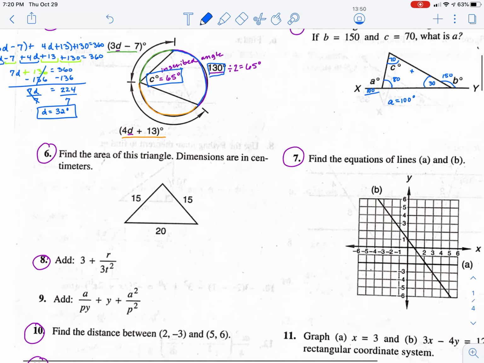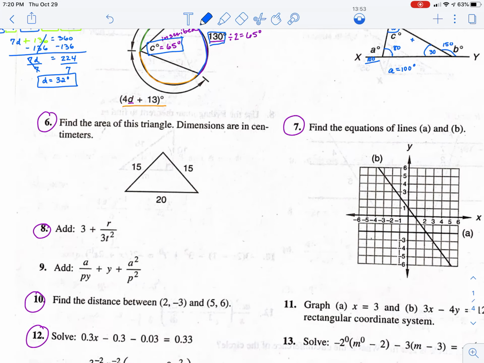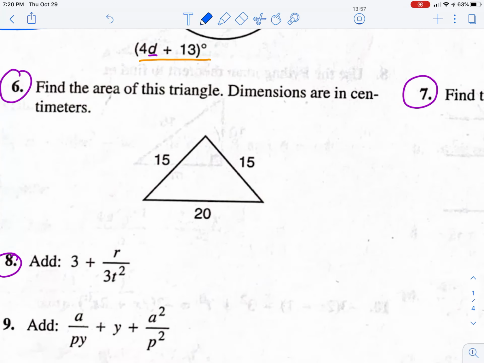Number 6 says, find the area of this triangle. These dimensions are in centimeters. All right, so to find the area of this triangle, I don't know the height. And remember, in order to find the area of a triangle, we have to use base times height divided by 2, or we could just say 1/2 times the base times the height. But I don't have the height. I have the base, which is 20, but I don't have the height.